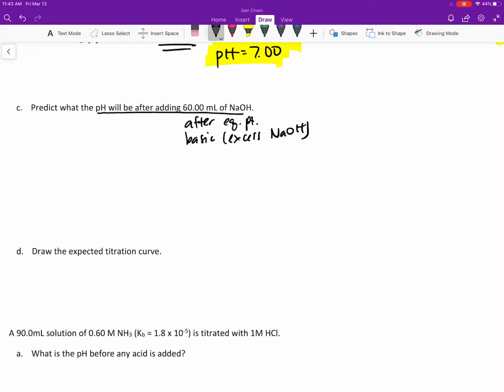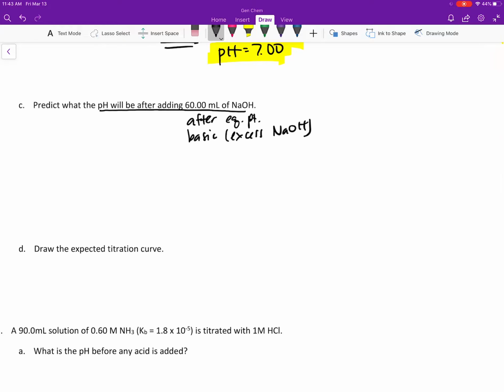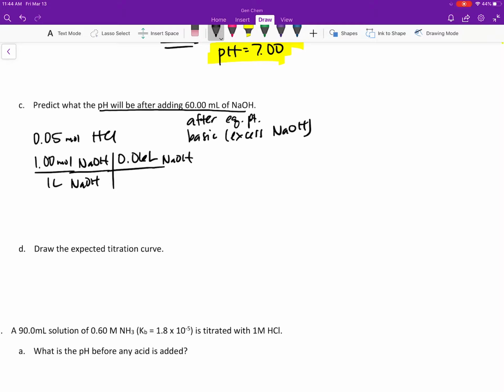NaOH. Okay, so I know that I started with 0.05 moles of HCl. That's what I needed to neutralize. And I need to determine how many moles of NaOH I have at this point so I can determine how much excess NaOH I have. I've added at this point 60 milliliters of NaOH, meaning I have 0.06 moles of NaOH present in solution.